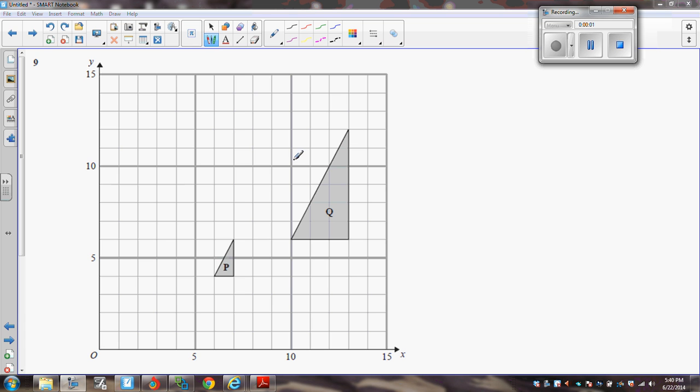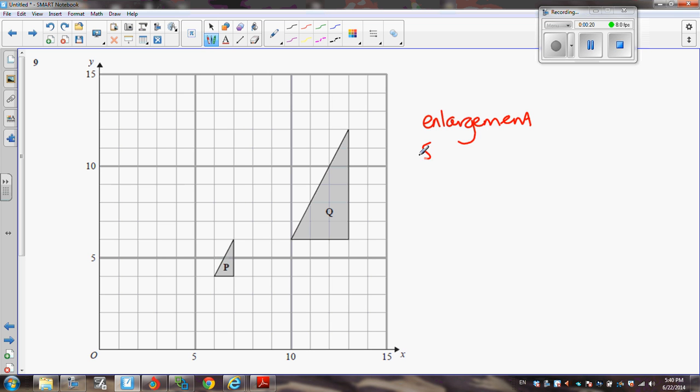Okay, this question asks you to describe the single transformation which maps triangle P onto triangle Q. It is one transformation. If you talk about more than one transformation, you won't get any marks at all. So we can see that to get P onto Q, it is some form of enlargement. So you get 1 mark for writing that it is an enlargement.